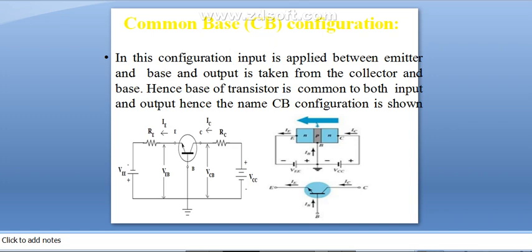See the circuit diagram of this common base configuration. Here base is connected to ground, so input terminal is emitter and output terminal is collector. The input power supply is VEE and the output power supply is VCC.